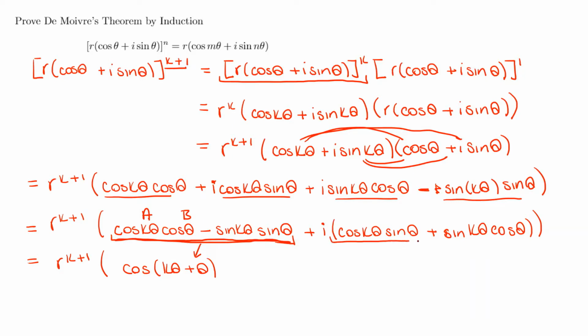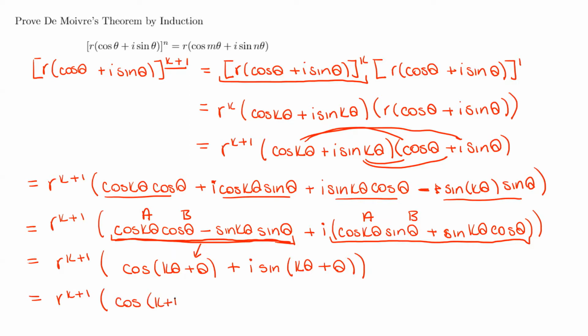Similarly, our log tables is going to give us a formula for this, where A in this case is k theta again, and B in this case is theta. And if you look at your log tables, that's going to tell you you can rewrite that as sine of k theta plus theta. Now, looking inside both these cosines and sines, guys, we can factor out theta in both of them. So we're going to get r to the power of k plus 1 cos of k plus 1 theta plus i sine of k plus 1 theta.